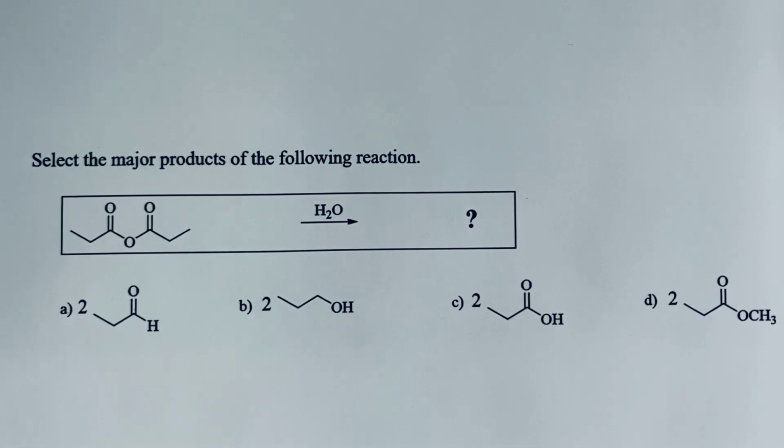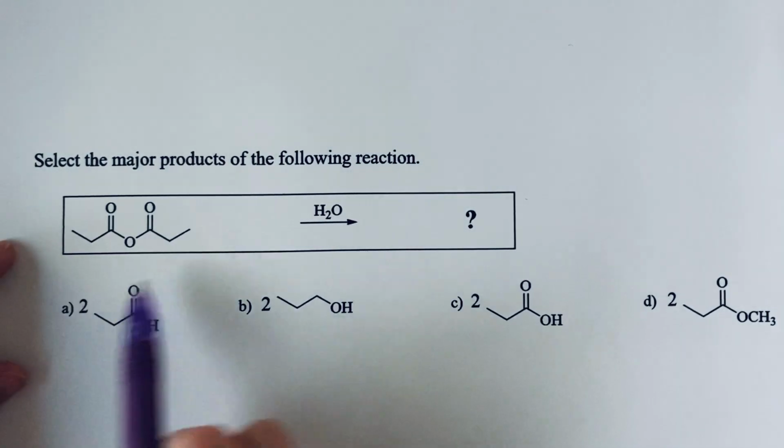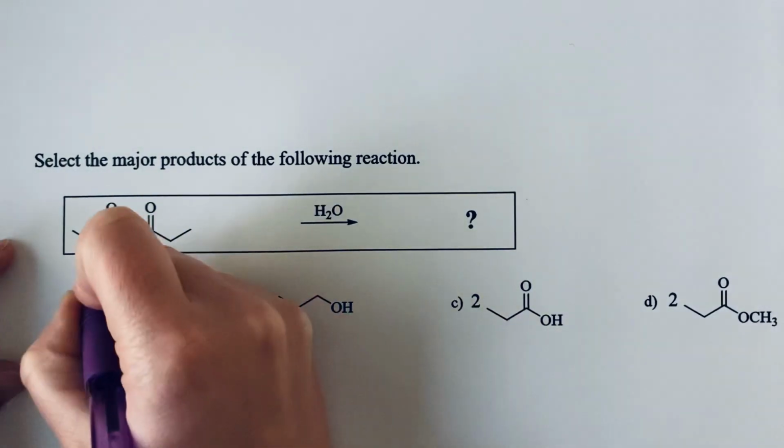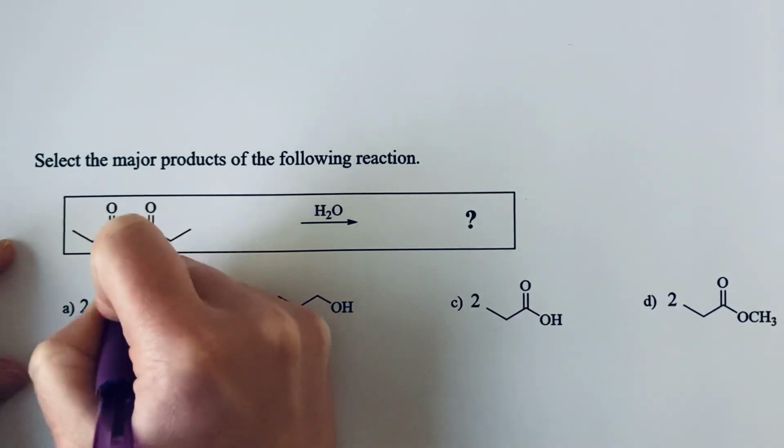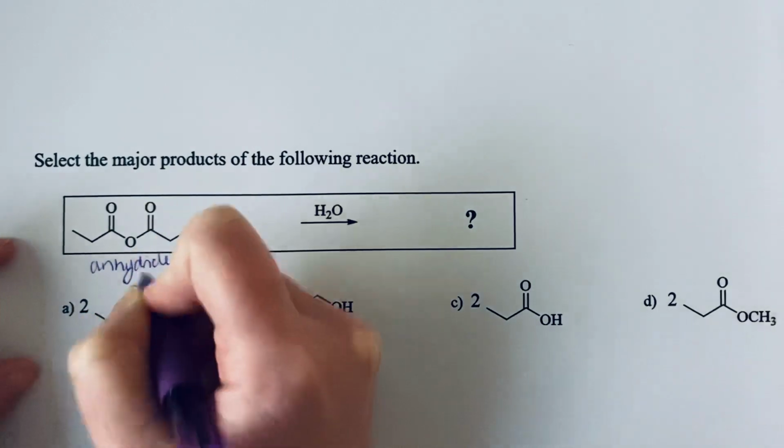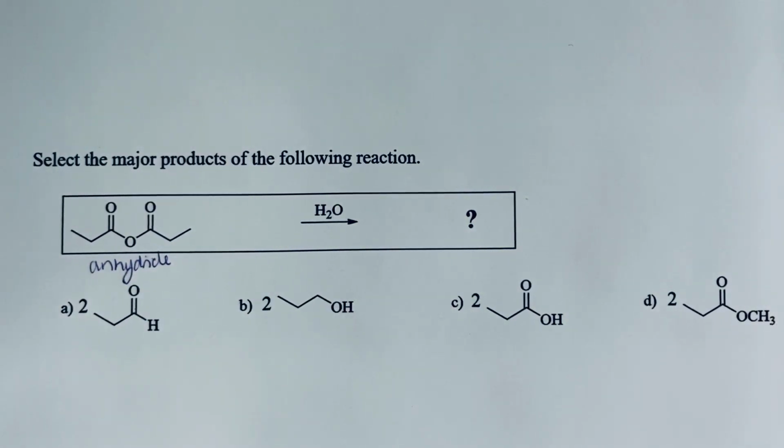Select the major products of the following reaction. If we look at the starting material, we see that we have an anhydride. And anhydrides, similar to carboxylic acid chlorides or acyl chlorides, have a good leaving group.